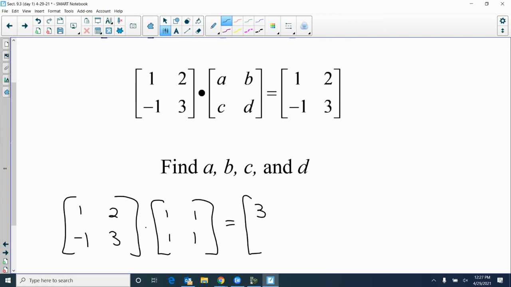Someone says 1, 0, 0, 1. Well, test it. 1 times 1 is 1. 2 times 0 is 0, which gives us 1. 1 times 0 is 0. 2 times 1 is 2. Negative 1 times 1 is negative 1. 3 times 0 is 0, giving negative 1. And then negative 1 times 0 is 0. 3 times 1 is 3. Half and half.